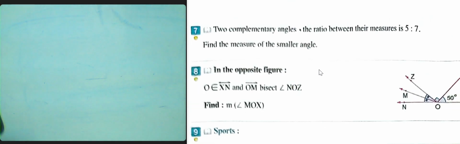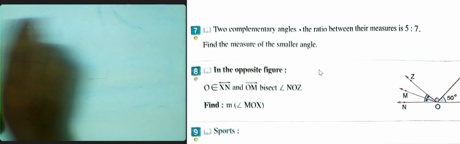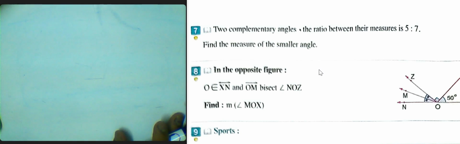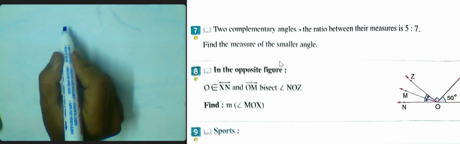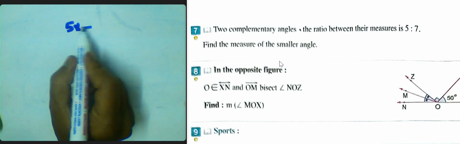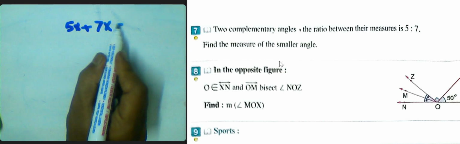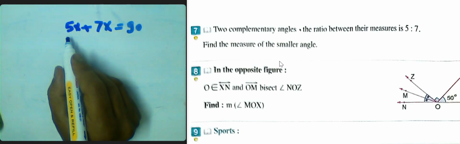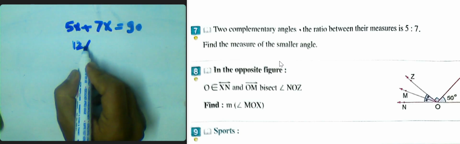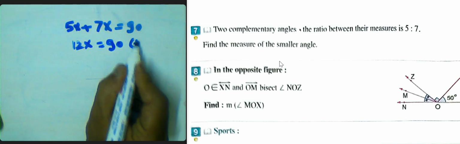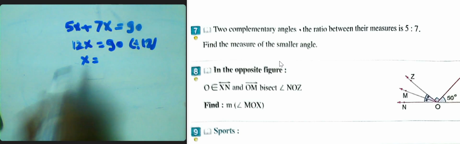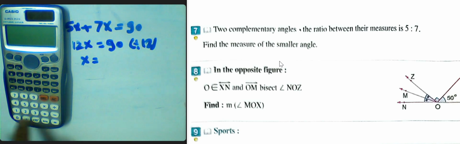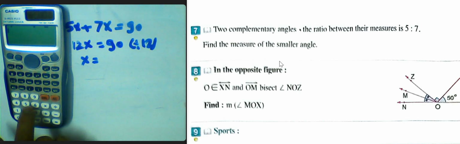Question number 7. We have two complementary angles. The ratio between their measures is 5 to 7. Find the measure of the smaller angle. We know 5x is the first angle, and the second angle will be 7x. The sum of them equals 90 degrees because he tells us they are complementary angles. Then 5 plus 7 equals 12, so 12x equals 90. Then you can divide by 12.